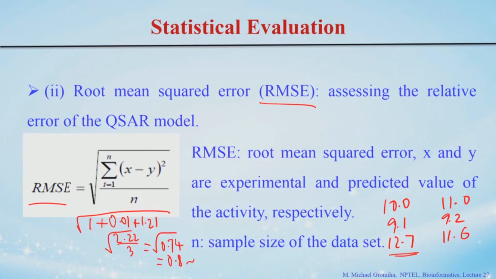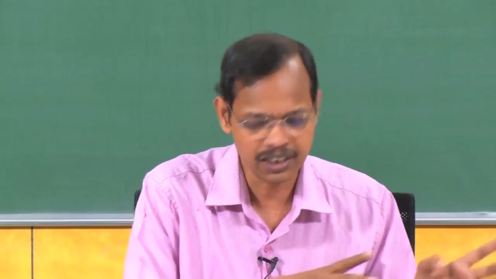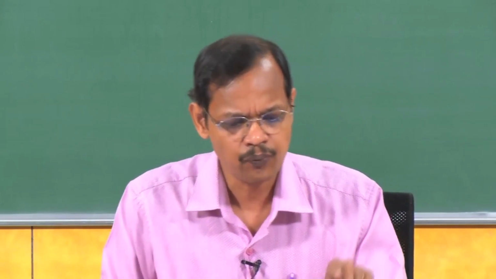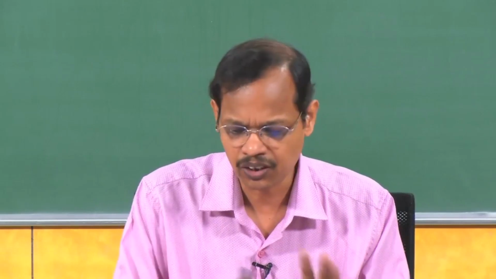So, in this case we need to use different measures to see whether your predicted values are related with this experimental data. Here n is the sample size, and x and y are the predicted and experimental values. So, you can get the root mean square error. This will tell you how well your method could fit this experimental data.